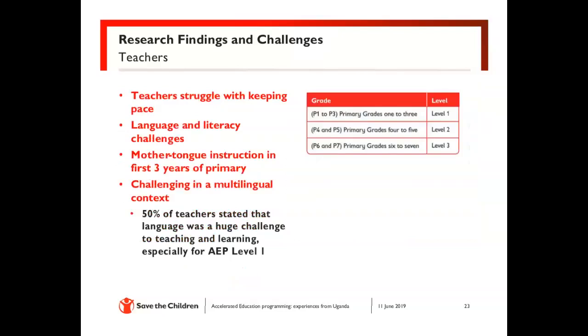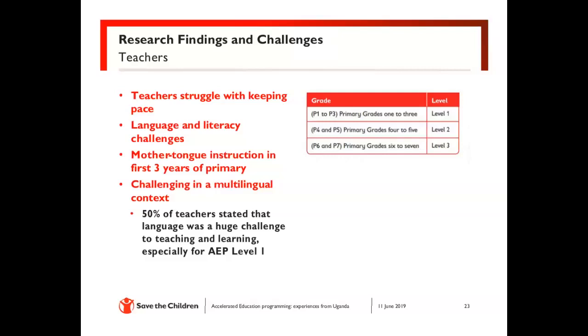Continuing on to some of the teacher findings and challenges, one of the key issues teachers raised was that they struggle to keep pace with the accelerated nature of the AEP curriculum that has been finalized through the National Curriculum Development Center. As you will see on your slide, AEP in Uganda is organized into 3 levels, with level 1 condensing the curriculum and content normally seen in primary 1, 2, and 3 of the formal education system. Level 2 condenses primary 4 and 5, and level 3 primary 6 and 7. So in level 1, there's a huge rate of acceleration and a lot of condensing of content.